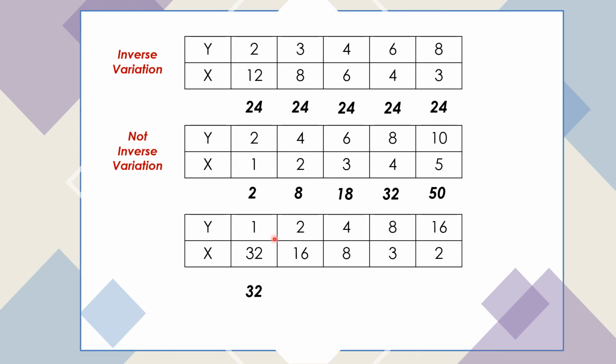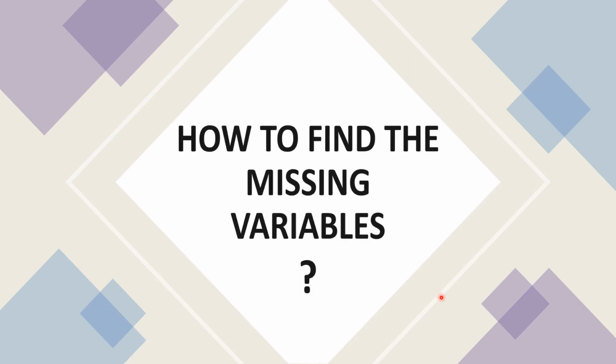Pwede natin siyang i-times. 1 times 32 is 32, 2 times 16 is 32, 4 times 8 is 32, 8 times 3 is 24, 16 times 2 is 32. Okay, siya ba inverse variation? No. Kasi meron tayong naiiba na 24, kahit iisa yan, that is not an inverse variation. Kasi dapat lahat sila ay pare-parehas ang product para masabi natin siya ay inverse variation. Okay, ganun yun.